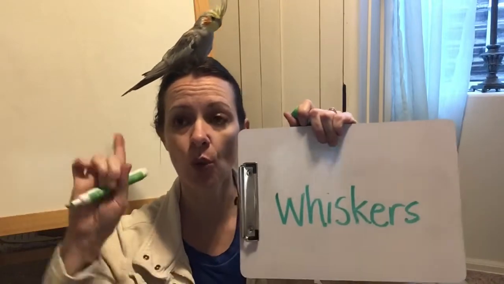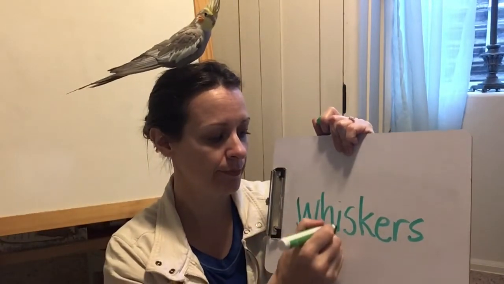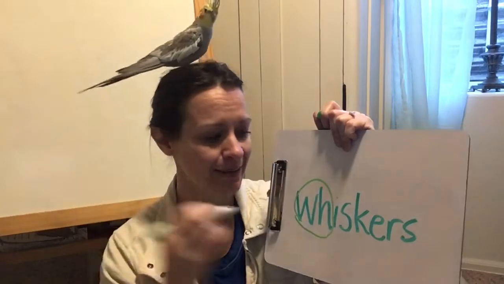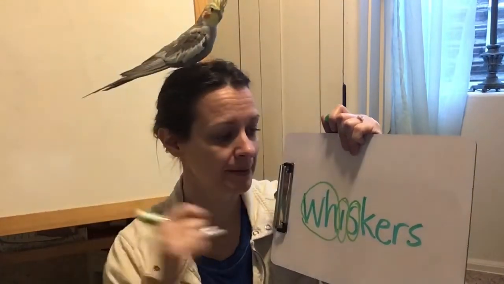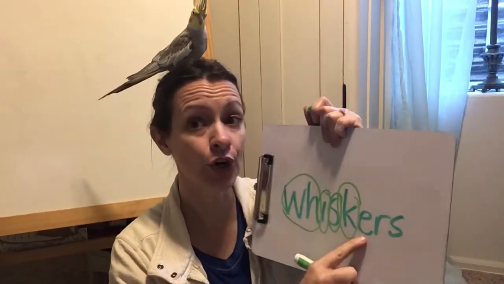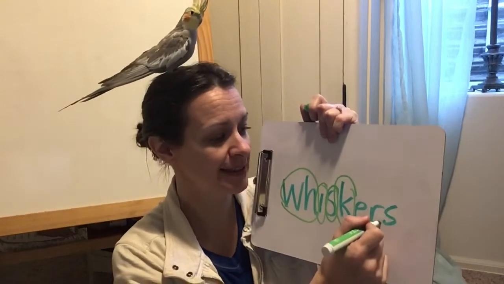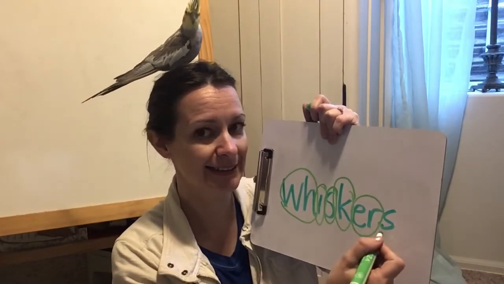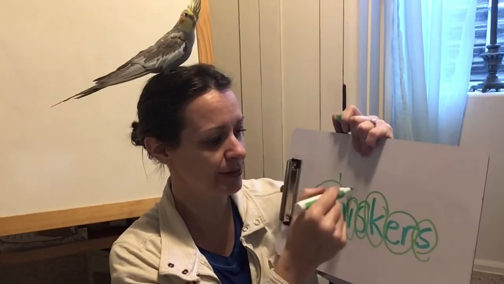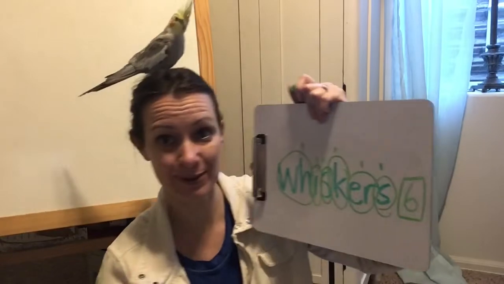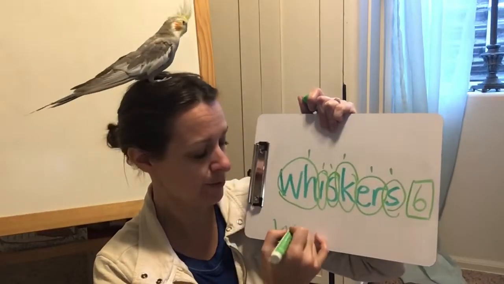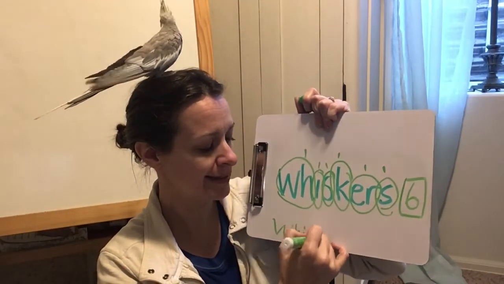So the first sound, W, I, K, that's a sound on its own, isn't it? How many did we circle? 1, 2, 3, 4, 5, 6. This one has 6 sounds. And then you'll rewrite your word in your neatest, nicest handwriting.